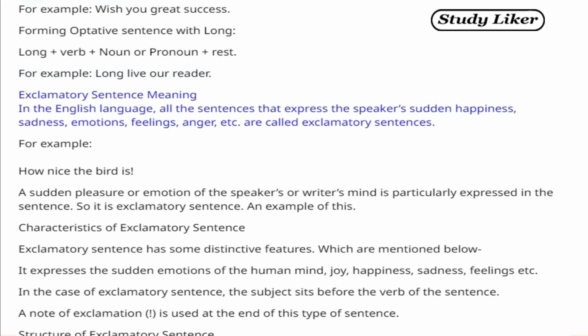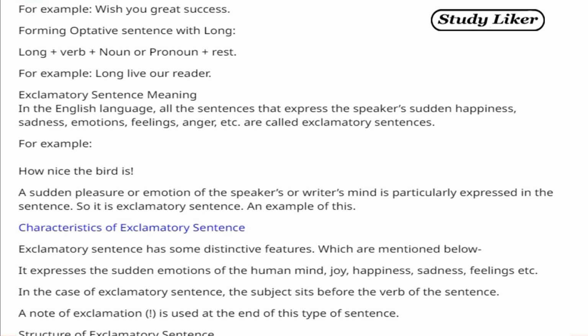Exclamatory sentence meaning. In the English language, all the sentences that express the speaker's sudden happiness, sadness, emotions, feelings, anger, etc. are called exclamatory sentences. For example, how nice the bird is. A sudden pleasure or emotion of the speaker's or writer's mind is particularly expressed in the sentence. So it is an exclamatory sentence. An example of this.